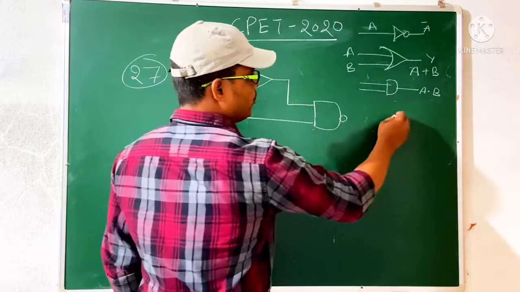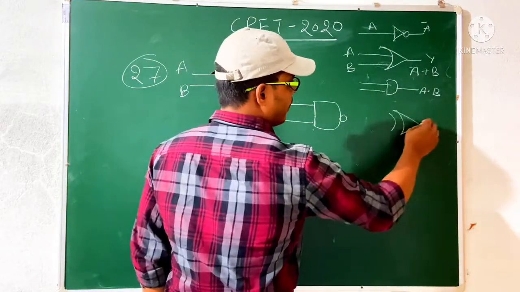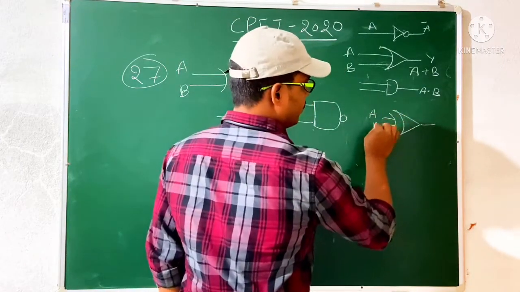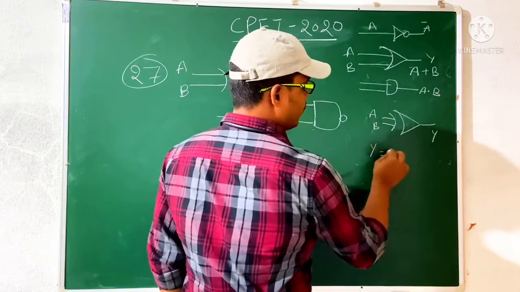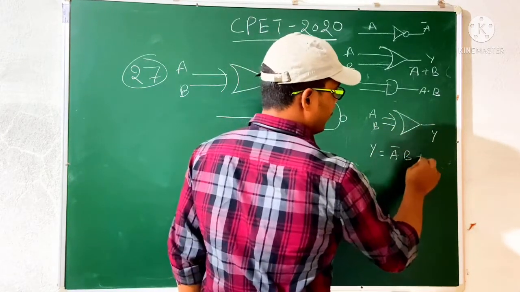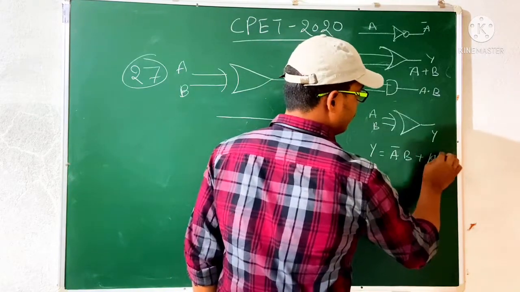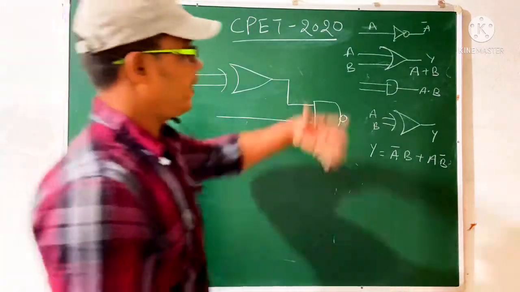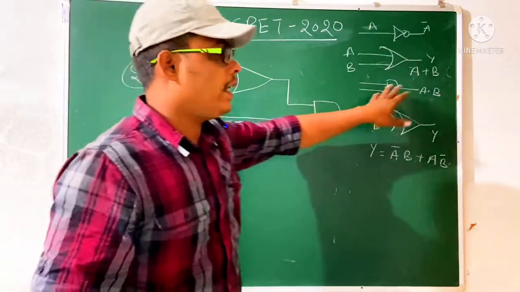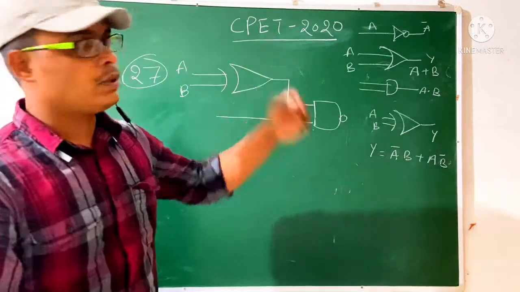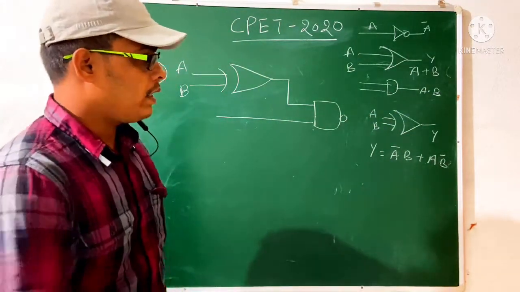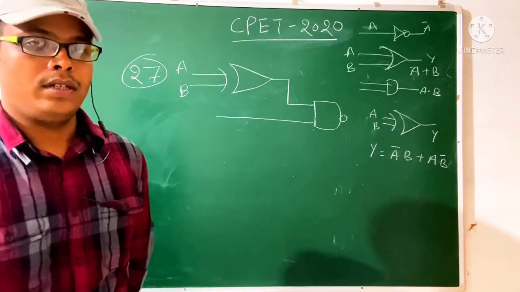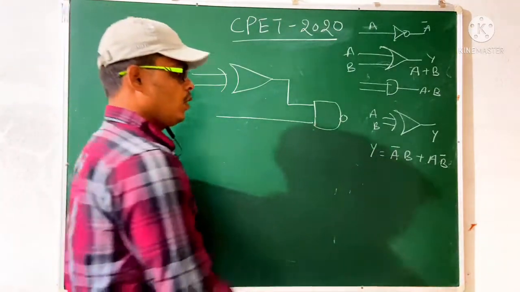So the output is an XOR gate. Remember, if this is A and this is B and this is the output, then Y will be A bar B plus A B bar. Remember this: A bar B plus A B bar is the XOR gate. This is the OR gate, where we add; then the AND gate, where we multiply; and the NOT gate gives A bar. So this is the XOR gate. Remember, we also have Boolean algebra.